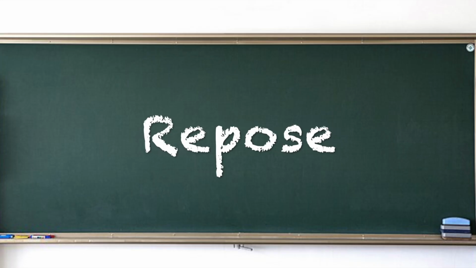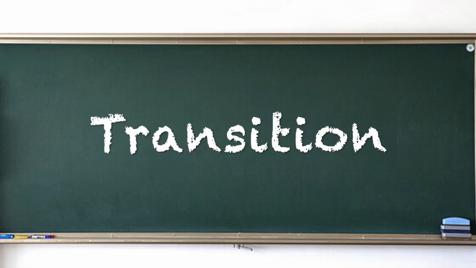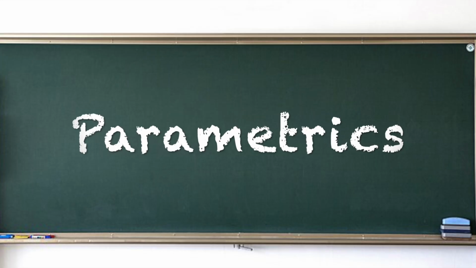We could go on with other words that architects use: context, repose, minimalist, transition, spatial hierarchy, parametrics. We'll save them for future episodes. For now, I hope this short review will enhance your enjoyment of architecture.